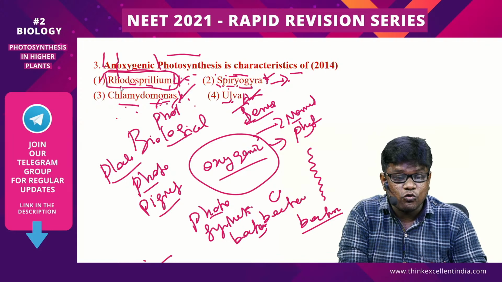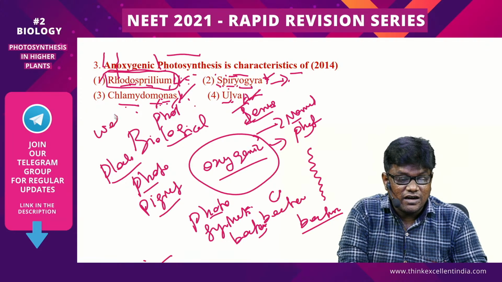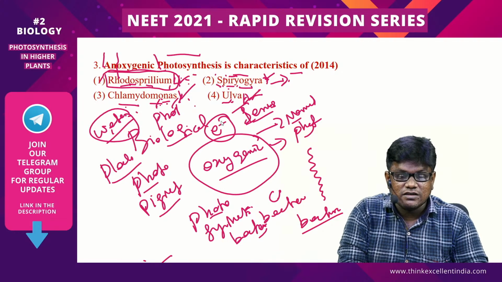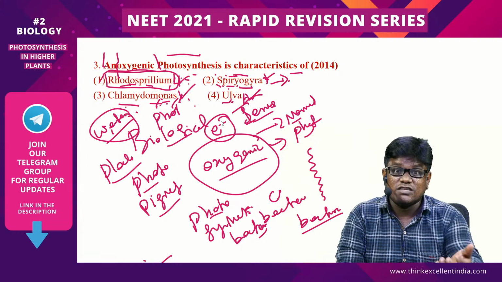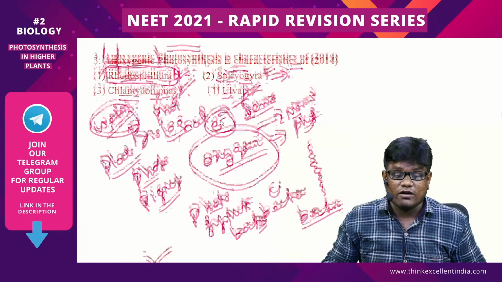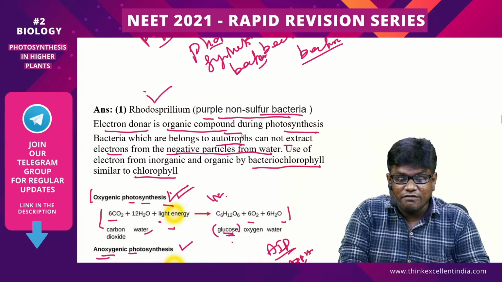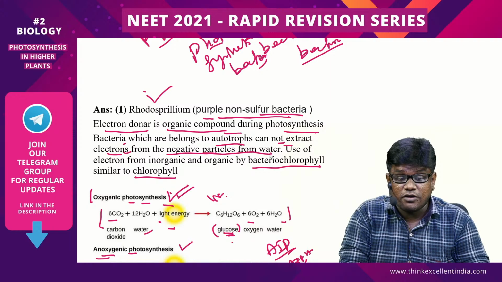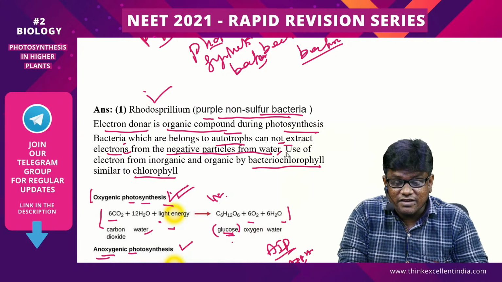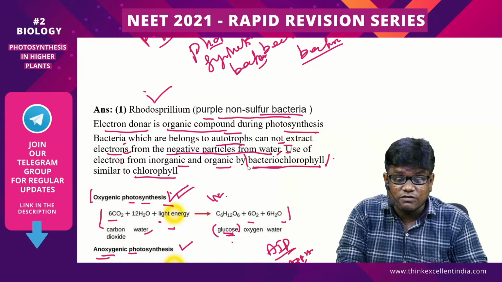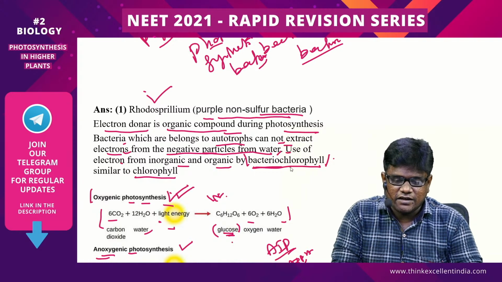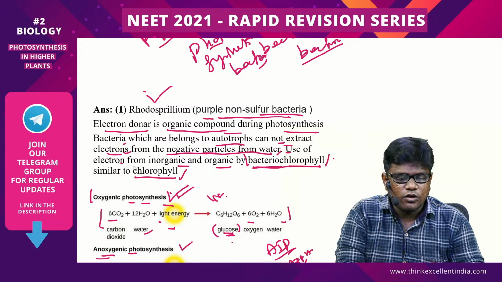You can see rhodospirillum in a water environment, and from the water it cannot derive electrons. Electron molecules will not easily be derived from the water. Extracting is very difficult. So the autotroph types of bacteria cannot extract the electrons, the negative particles, from the water, because they use electrons from inorganic and organic sources through bacteriochlorophyll. The chlorophyll structure will be different when compared to normal plants and photosynthetic cyanobacteria. But bacteriochlorophyll is similar to the chlorophyll structure.